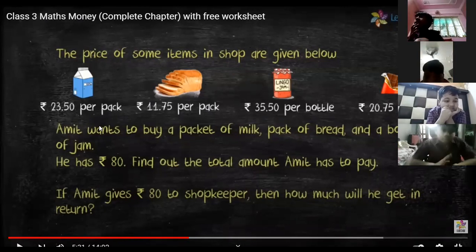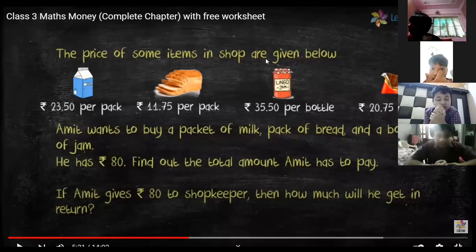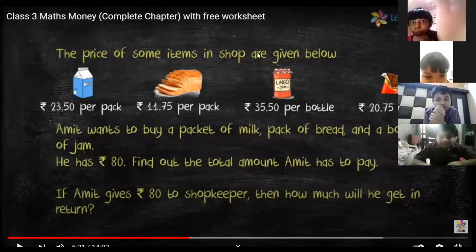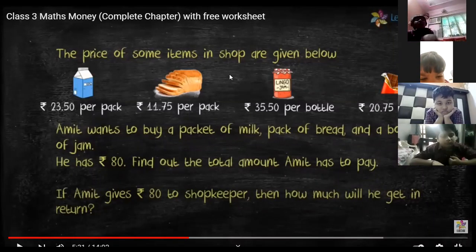The first one, the packet of milk, is of rupees 23.50. The second one is a pack of bread. So here 11.75. And similarly the third one here is the bottle of jam, and the price for that is 35 rupees and 50 paisa. So in order to find out the total price, we are going to add all these items all together. But here the question is this: Amit has rupees 80 with him. So find out the total amount Amit has to pay.